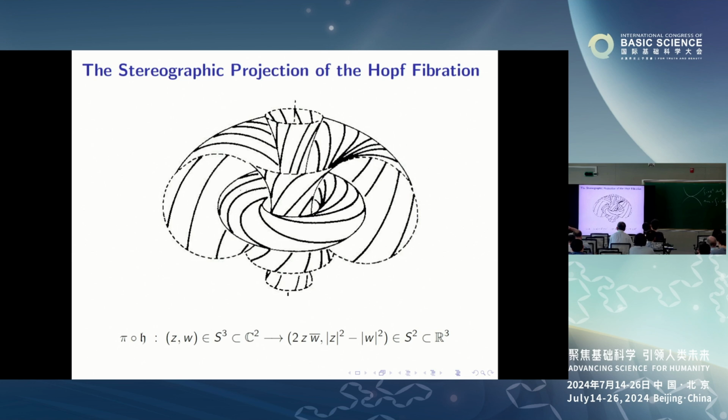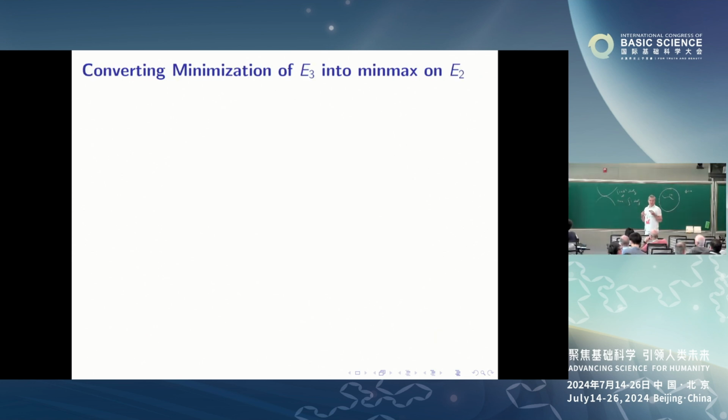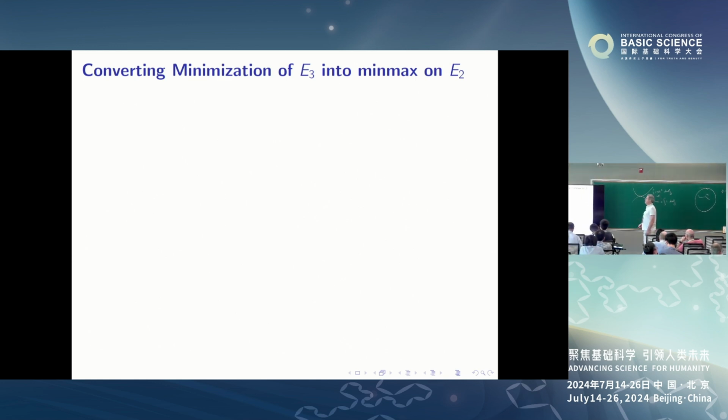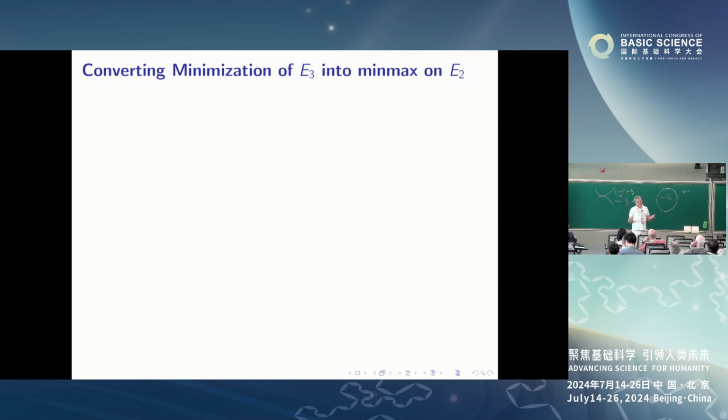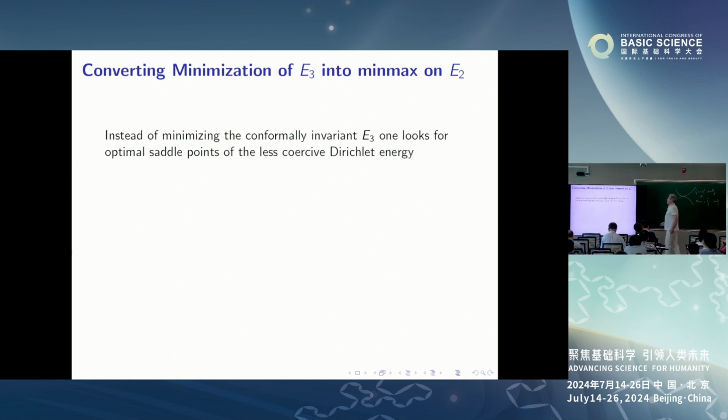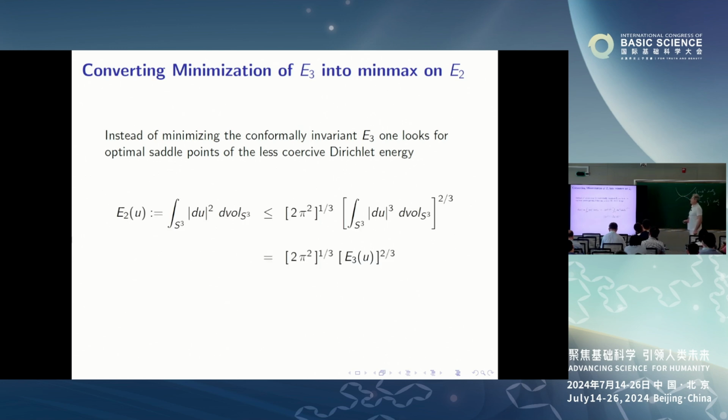And again, you can adopt the strategy of Marques and Neves. You can say, let's convert the minimization of a complicated energy, because people in the audience used to calculus of variations know that the P energy is not that easy to handle. And we much prefer the Dirichlet energy, which is quadratic, which is much more beautiful. And instead of minimizing the 3 energy, you look at optimal saddle points of the Dirichlet energy.